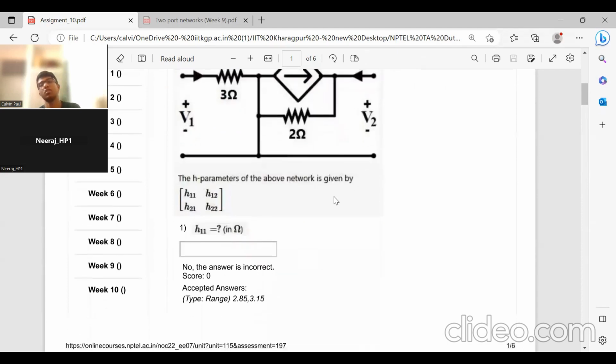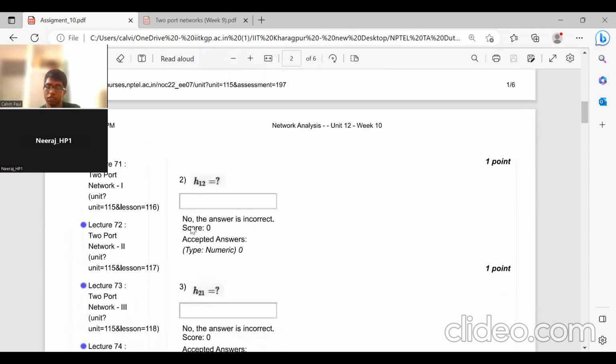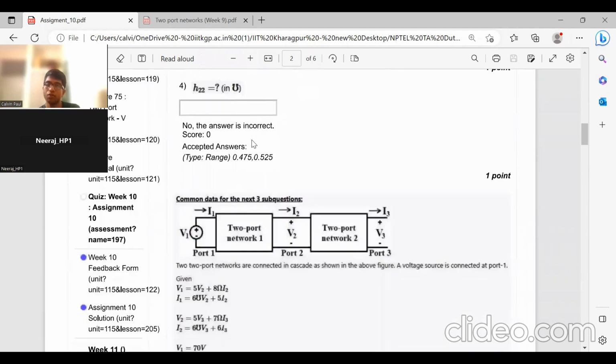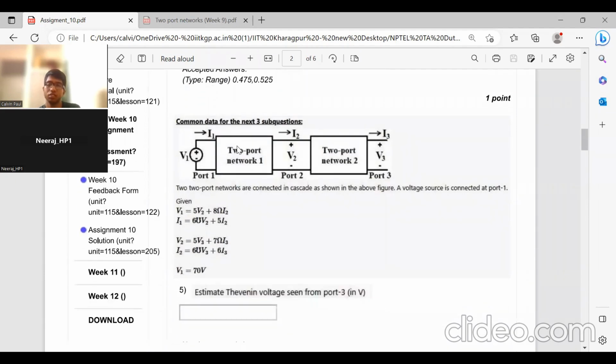And based on the equations for H parameters, that is V1 equal to H11 I1 plus H12 V2, and I2 is equal to H21 I1 plus H22 V2, we solved it and we got H11, H12, H21, H22. The dimensions you must keep in mind. Similarly, this is two-port network one, two-port network two, and they are connected in cascade. And we have this relation between V1 I1 and V2 I2. Similarly, the relation between V2 I2 and V3 I3.